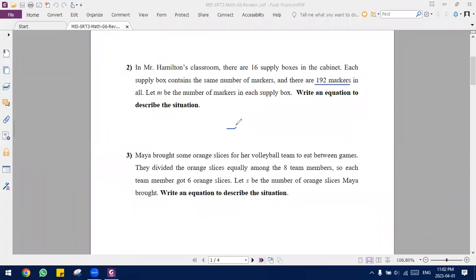Okay, so as we said before, we start with the total, 192 markers. So it's equal to 192. They said let M be the number of markers in each supply box. How many boxes do we have? 16 boxes. How many markers do we have in each box?